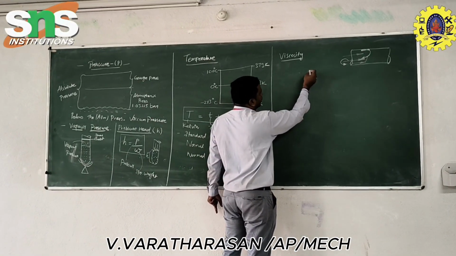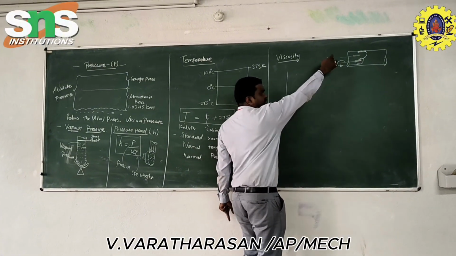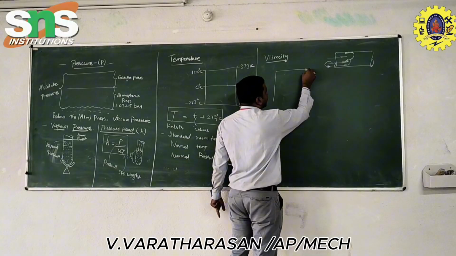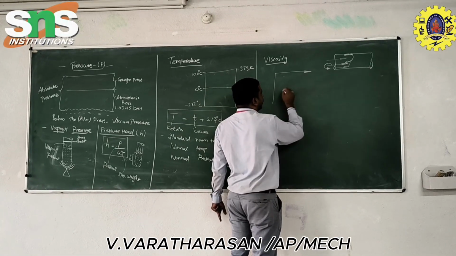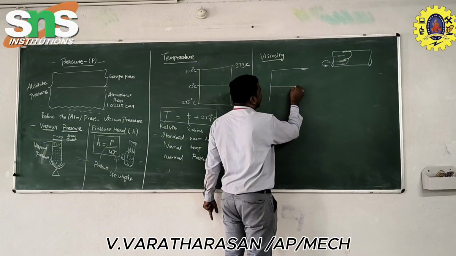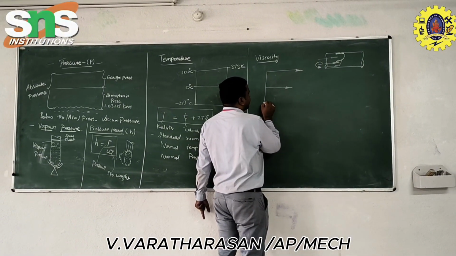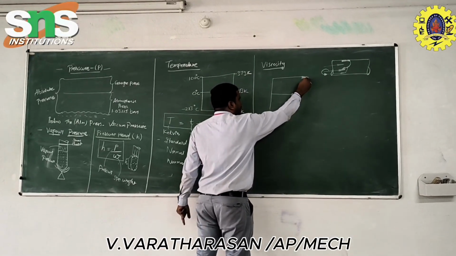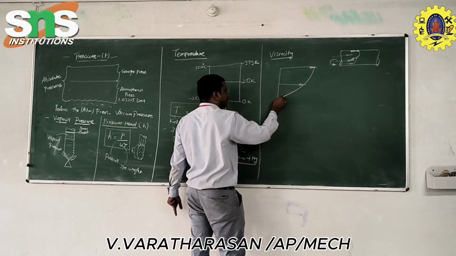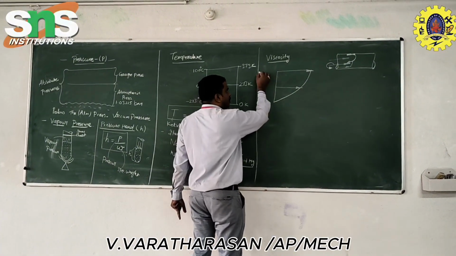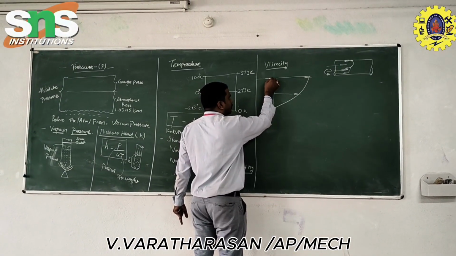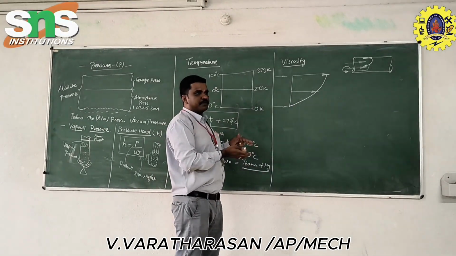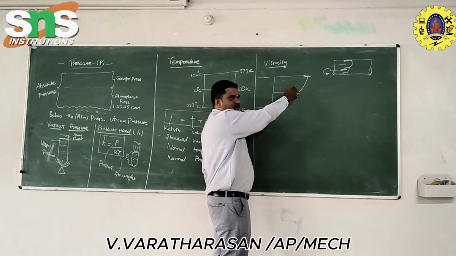If you take this as the medium of flow now, this is the top layer of the liquid. This is the middle layer of the liquid. This is the bottom layer, the bottommost layer. Here the profile will be generated like this. So this is the overall flow of the liquid inside the container or inside the pipe.